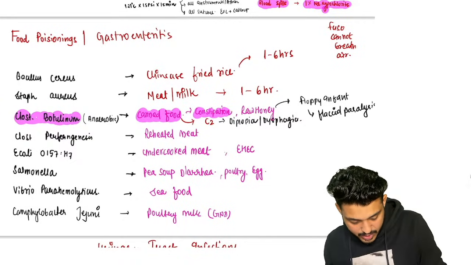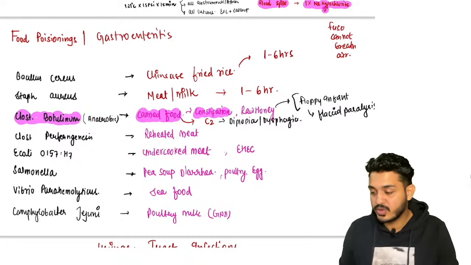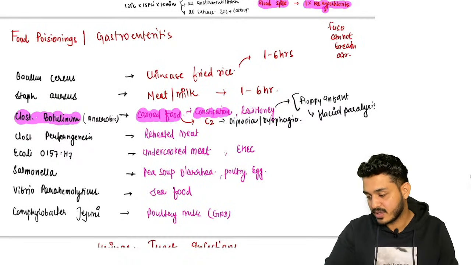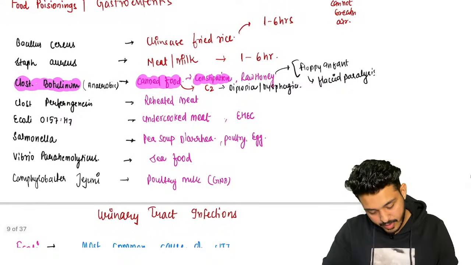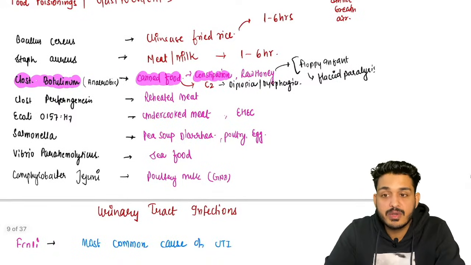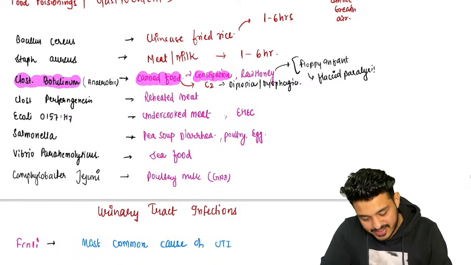Can anyone tell me what kind of lesion will be there? Upper motor neuron or lower motor neuron lesion? Floppy infant syndrome, also known as this particular flaccid paralysis, right?